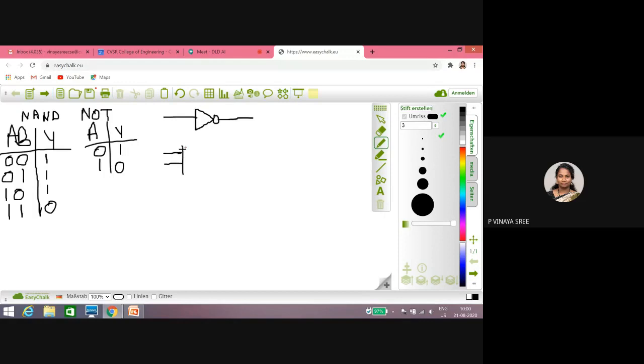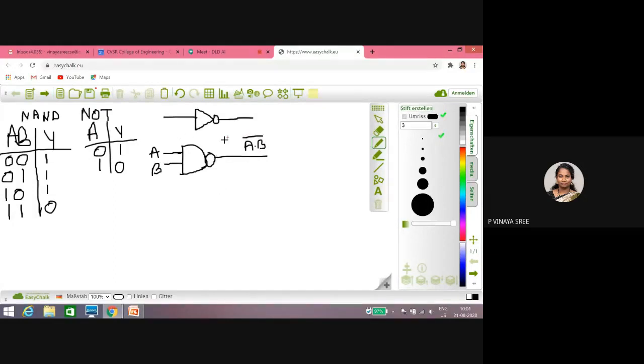Symbol for NAND: AND followed by a bubble. So it's nothing but NAND. Why? Because NAND is nothing but AND plus NOT. So this is enough, there is no need of drawing this again. Next, this is your A, B, and you will get the output as A into B whole complement.